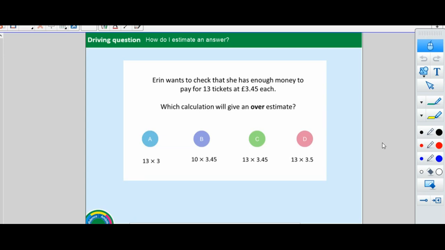Okay, this one's a little different. It's asking which one will give an overestimate. So the actual answer would be 13 multiplied by 3.45. So that would be the accurate answer, so we can eliminate that.